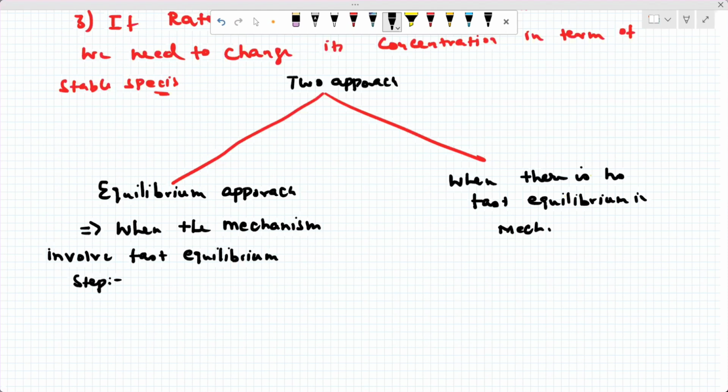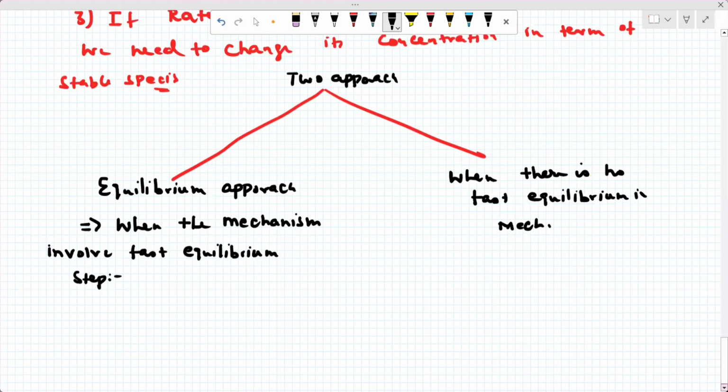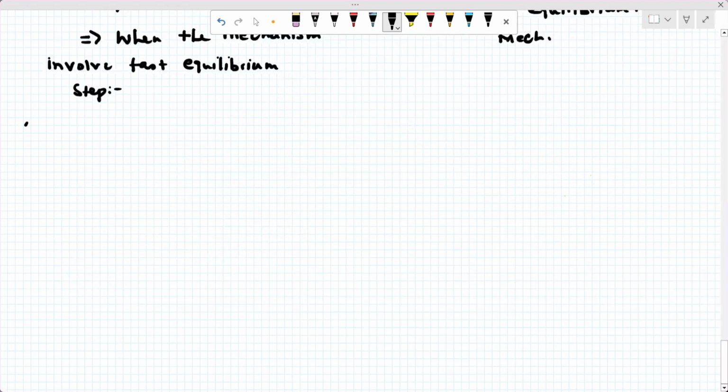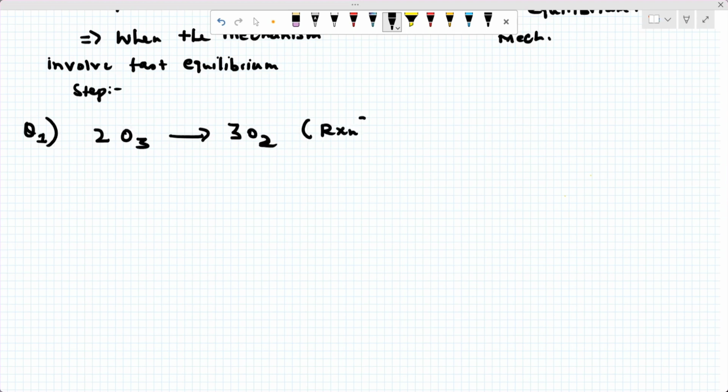Okay, wait, I will take one question for a simple approach. The simple question, see, question number 1. For this question, the reaction is 2O3 gives 3O2. They give the steps. Step 1: O3 in equilibrium, that becomes O2 plus O. They have given it as fast. Okay, they mentioned it in the question.